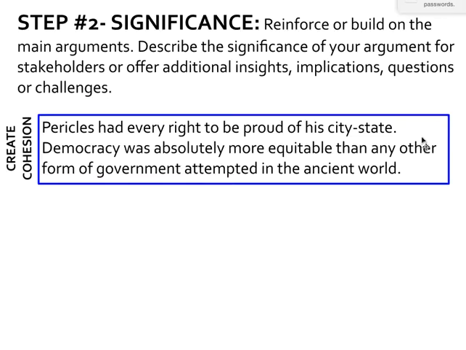Step 2 in writing my concluding paragraph is going to be to discuss the significance. This is where I'm going to reinforce and build on my main arguments. I'm going to make sure that the reader understands my main argument. I don't here need to outline my supporting arguments. You do not need to remind your reader of your supporting arguments in your concluding paragraph, but you do need to come back to your central claim, your big umbrella statement. I'm also going to describe the significance here of my arguments for the stakeholders or for the readers, and maybe add some additional insights, implications, questions, or challenges.